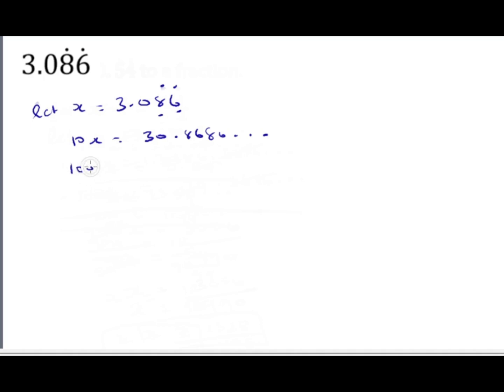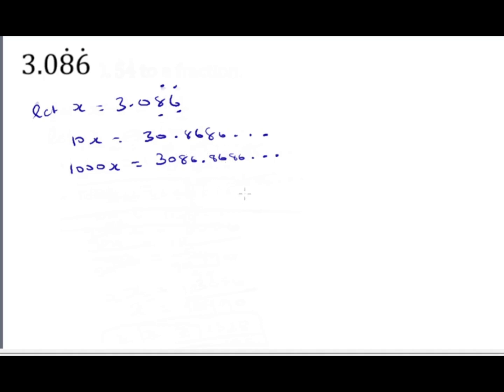So 1,000x is equal to 3,086.86, and you know the 86 is recurring. All right, let's go. So now we need to get rid of the recurring part, which would be the 8686.